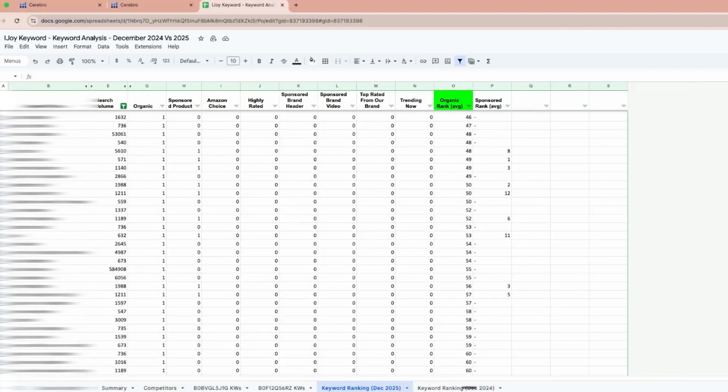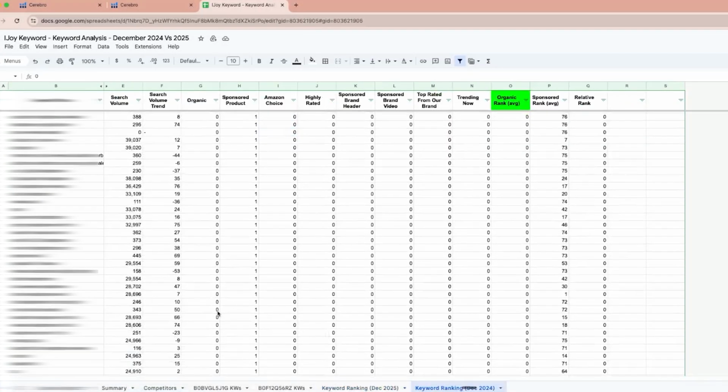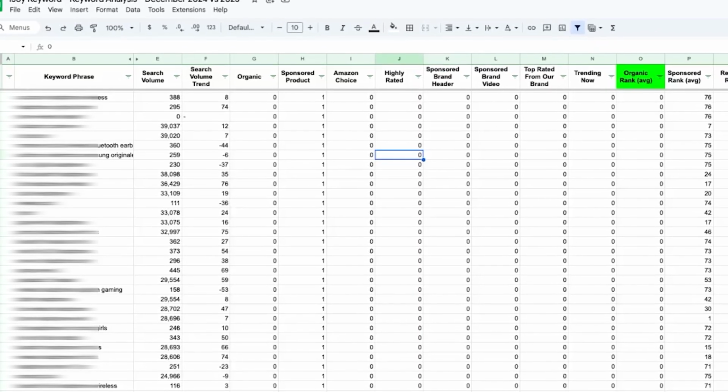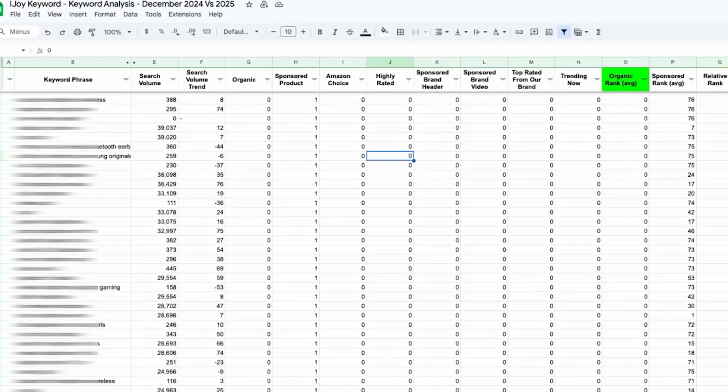So I'll show you the sheet. All right, the first thing we're gonna look at, you're downloading the keyword tabs. You're just exporting all the data from Cerebro so you can see the different ranks. Here's December 2025, December 2024, just comparing the different keyword ranks using different filters. This is the core of the sheet.